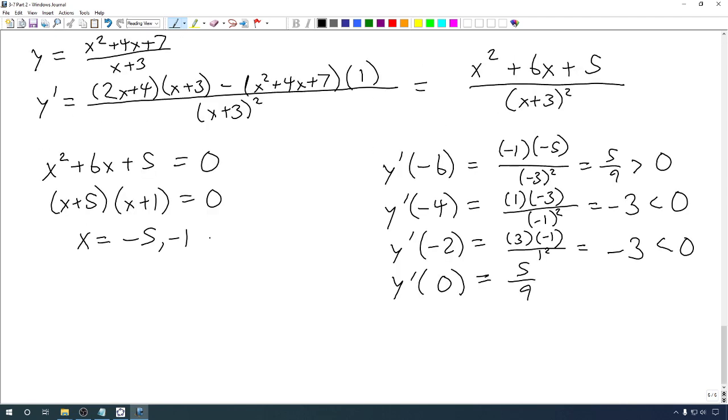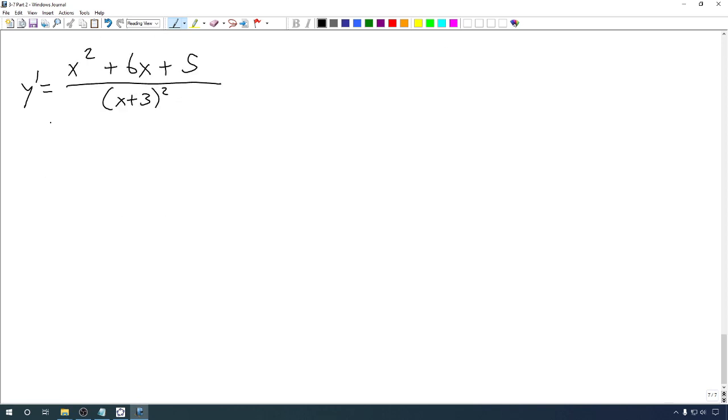Alright, one last thing. We need the second derivative. We're going to use our formula for the first derivative, and now we're going to differentiate it again. It might seem a little much, but we can do it. We're going to use that quotient rule again. We're going to use the chain rule for differentiating the bottom.